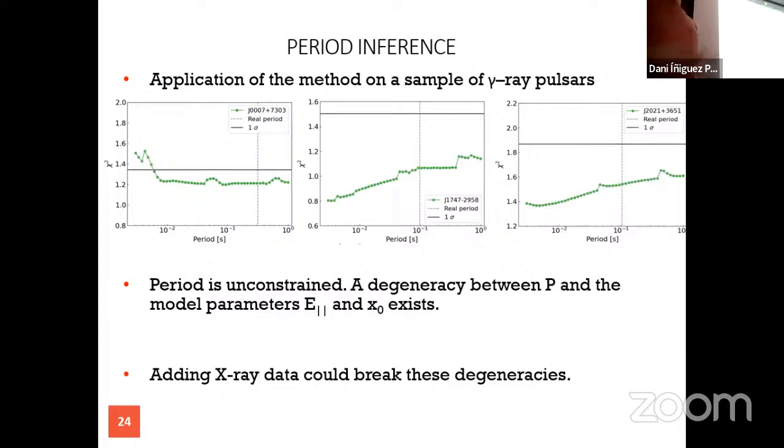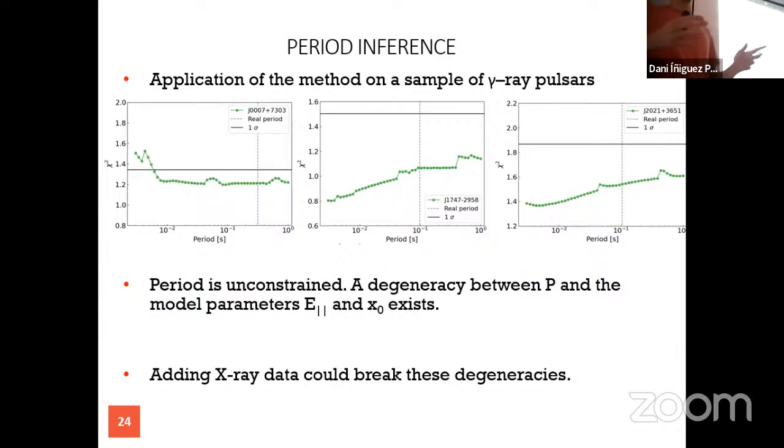When we applied this method to a sample of gamma ray pulsars with data, what we found was that we could say nothing about the period. The period was totally unconstrained, and there exists a clear degeneracy between the period and the other parameters, particularly parallel and zero, so that when changing the period, it was always possible to find a set of parameters for which a good fit could be found.